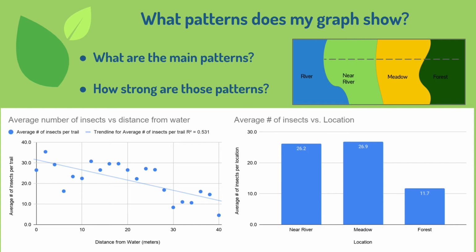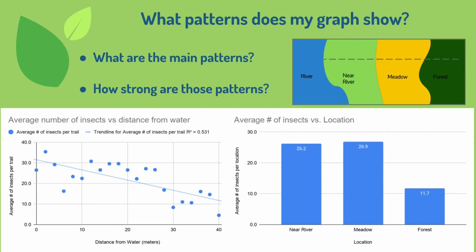The second thing we want to think about when we look at our data is how strong are the patterns that we're seeing. For example, the difference between the number of insects in the near river site and the meadow site is really small. Even though there are more insects on average in the meadow, that difference is really small and we saw some variation in our data. I probably wouldn't be confident that one was higher than the other if I was going back to measure these again.